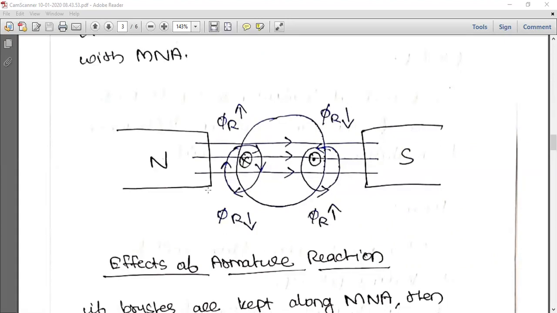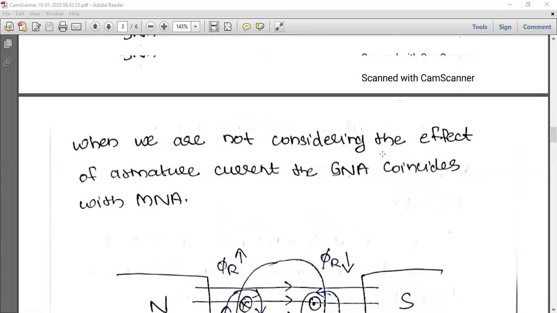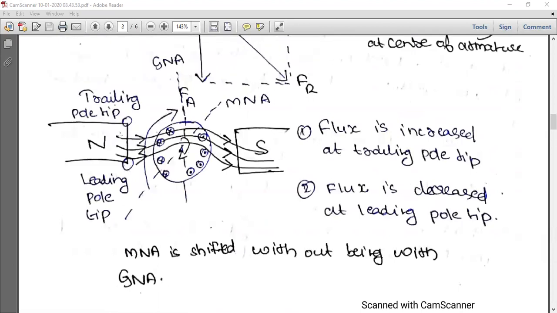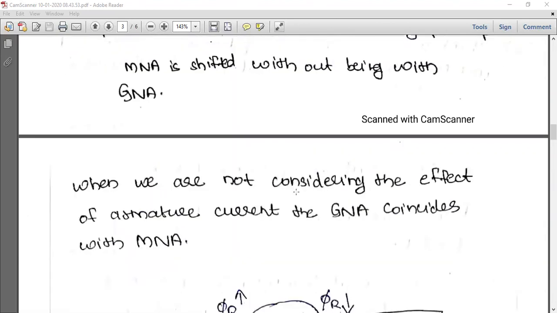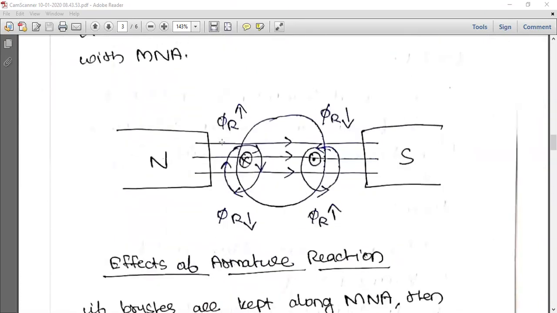The armature flux is in this direction, and the field flux was in this direction. So here it is decreasing. But here it is increasing. Both fluxes are in the same direction. That's why at the trailing pole tip we have more flux. So it will be like this, as shown in this diagram. Here it will be more, and here it will be like that.